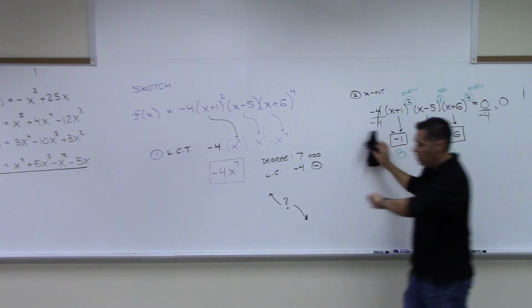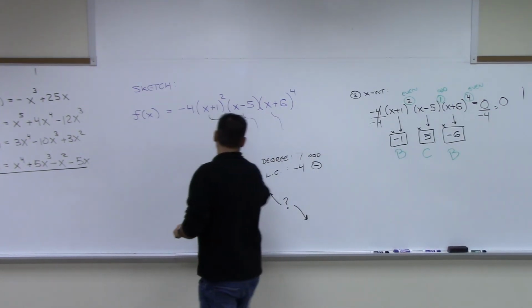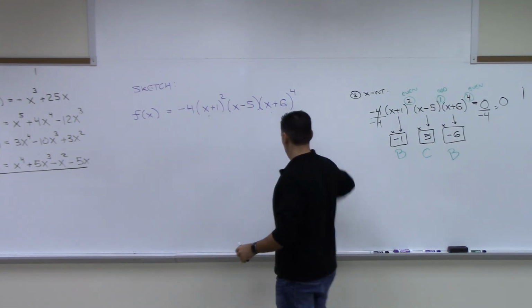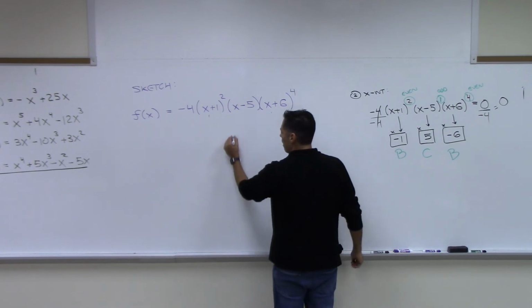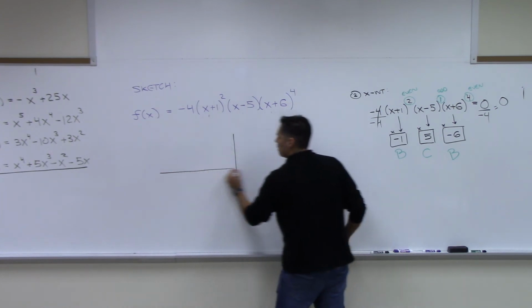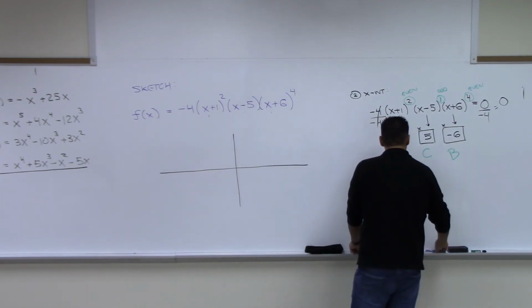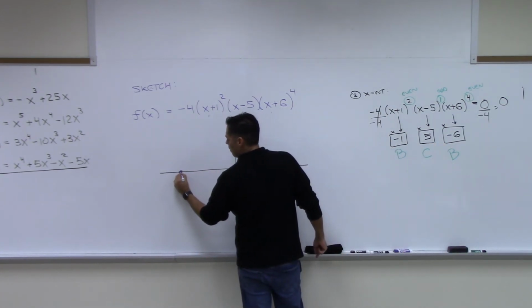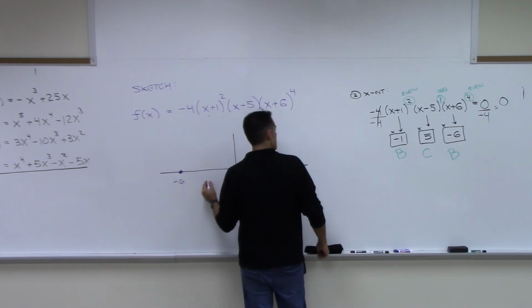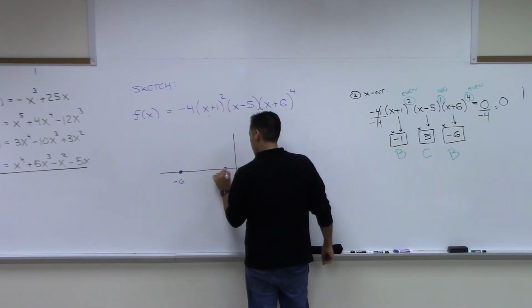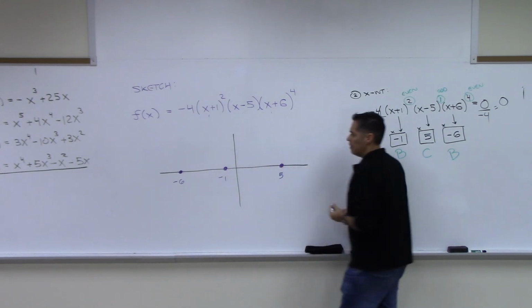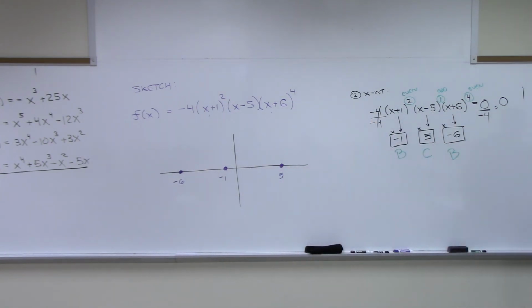All right, I'm ready to draw. Up on the left, down on the right. I'm going to leave this here. So this function, here's what it looks like if we graph it. We're going to have 3 x-intercepts, negative 6, negative 1, and 5. There we go. Okay?